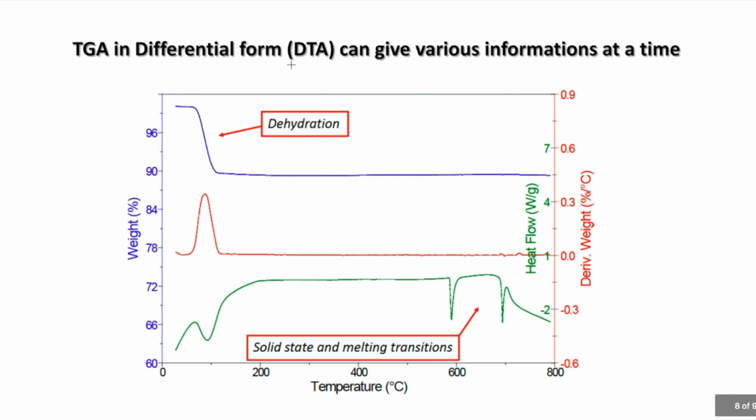TGA in the differential form is called DTG, that is differential thermogravimetric analysis. I already told you about this, and it can give various information at a time. If this is a TGA curve, the blue one, it shows a dip, that means dehydration is happening. Exactly at what temperature it is happening, for that you can calculate the derivative curve. Okay, so it is going to tell you that.